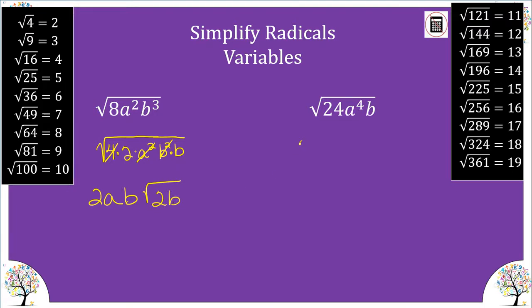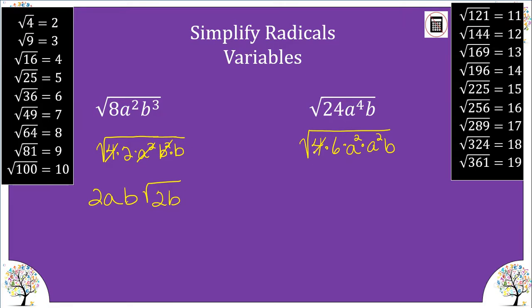Let's break down 24, a to the fourth, b to the first. So 4 times 6 is the factors we're going to use because 4 is a perfect square. Now we're going to break down a squared into perfect squares. So a squared times a squared gives me back my original factor times b to the first.